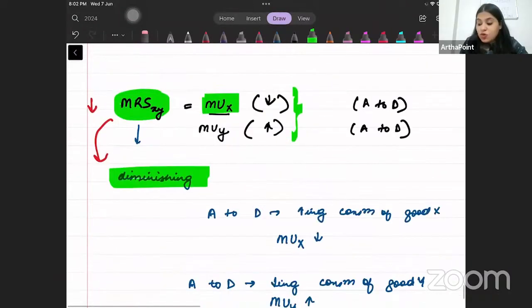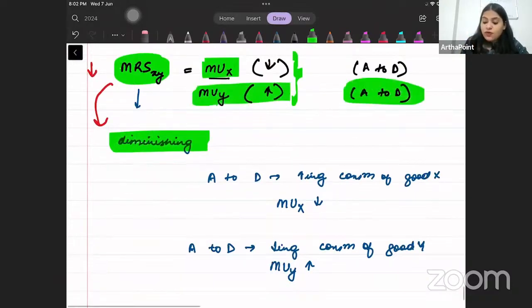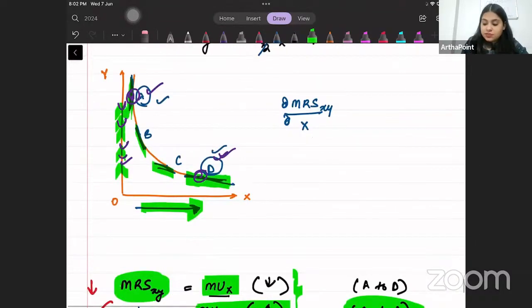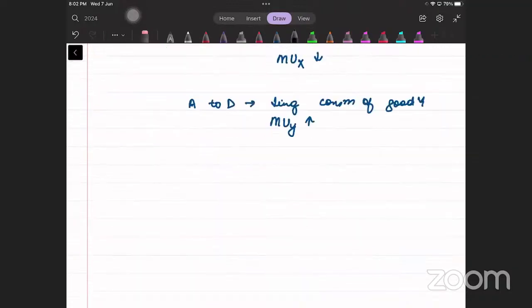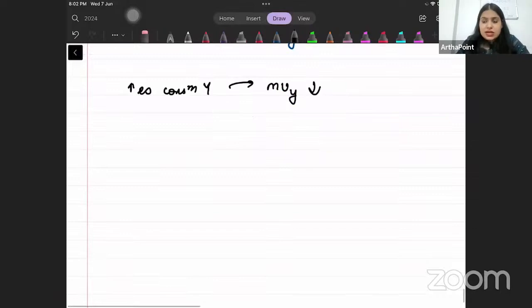I am saying MUY is increasing when I am going ahead from A to D. So when I go from A to D, I am decreasing the consumption of Y. So in most simple terms, you can say when you increase the consumption of Y, then marginal utility with every additional unit should decrease. This is from your very, very basic class 12th concept.